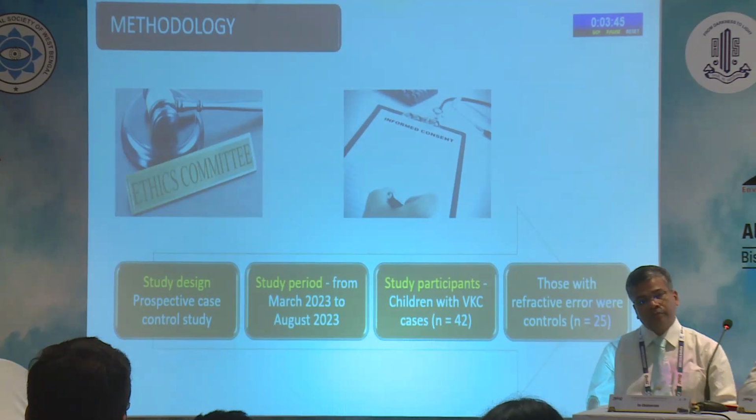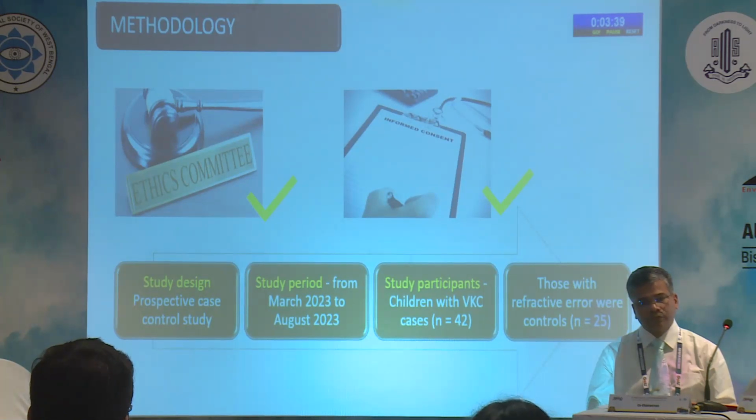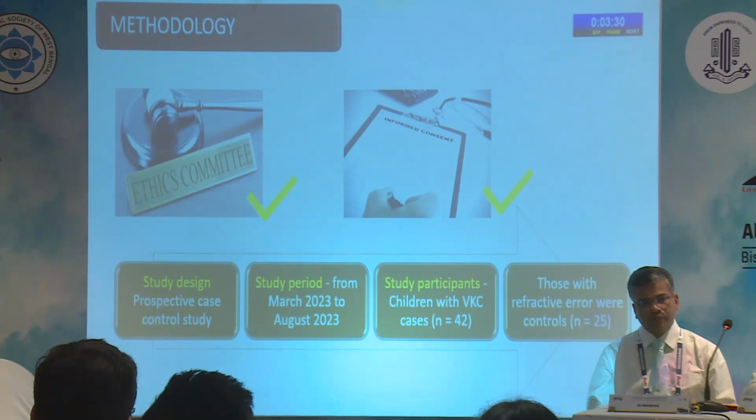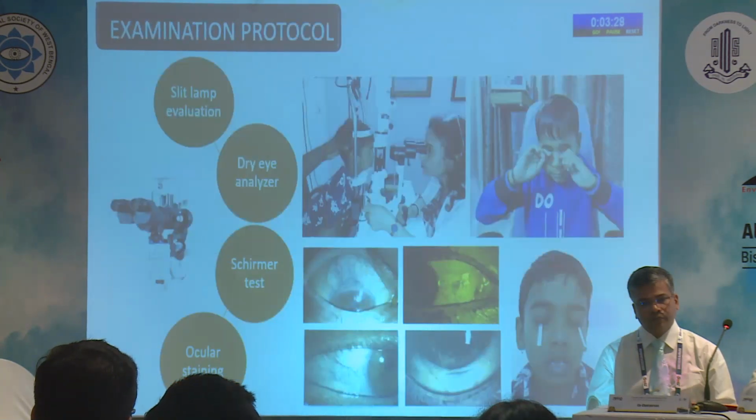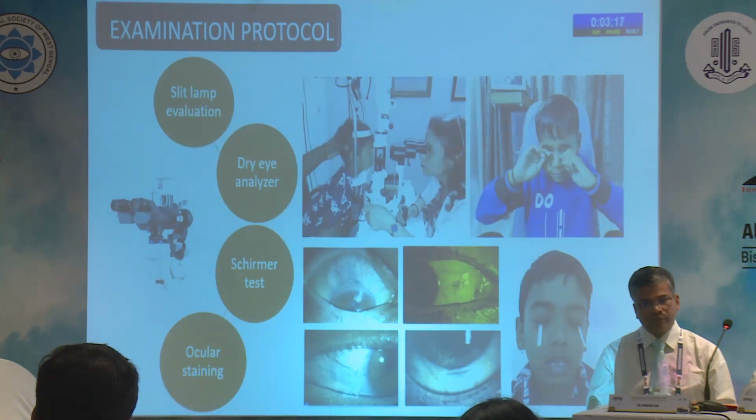The methodology involved ethical committee approval, informed consent was taken from the guardian of the patient, and then we embarked upon a prospective case-controlled study. In a 6-month period, study participants were children with VKC, and those with refractive error served as controls. The examination protocol was first slit lamp examination, then dry eye analyzer, and after that the traditional Schirmer test and ocular staining were also done.